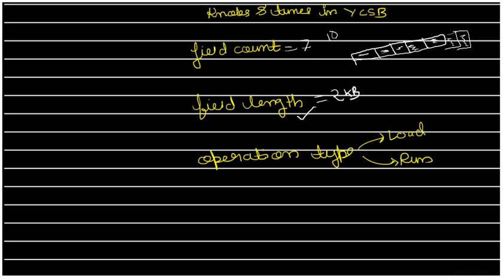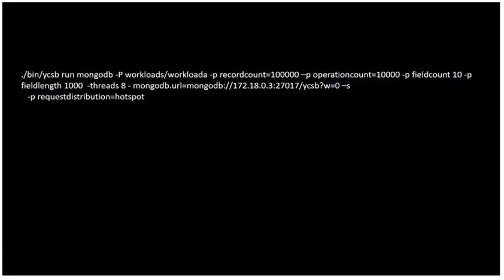Now we have another parameter, the operation type. We want to perform either the load operation or the run operation. If we are in the loading phase, we use the word load. If we are in the running phase, we use the word run. That's how we separate the loading phase and the running phase from each other while performing our experiment. So this is a simple example of the command that we execute to run YCSB.